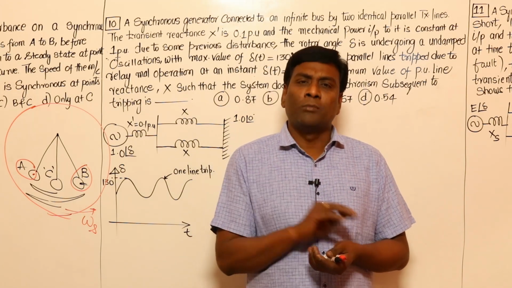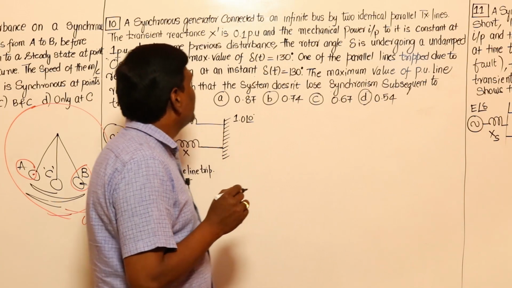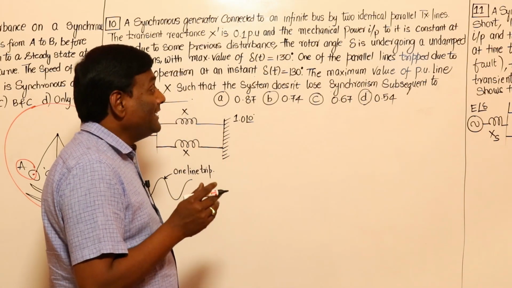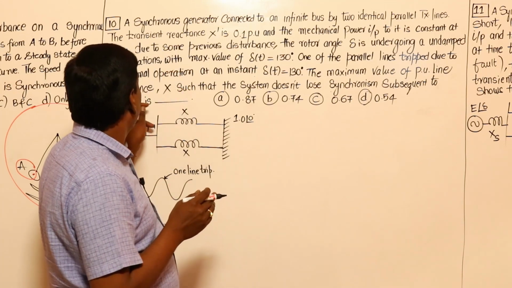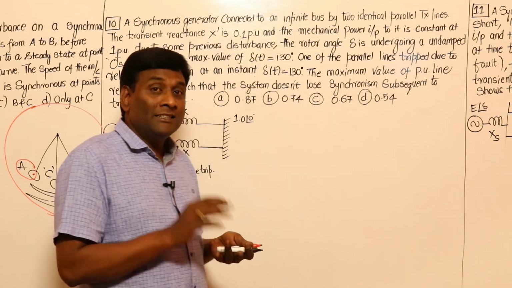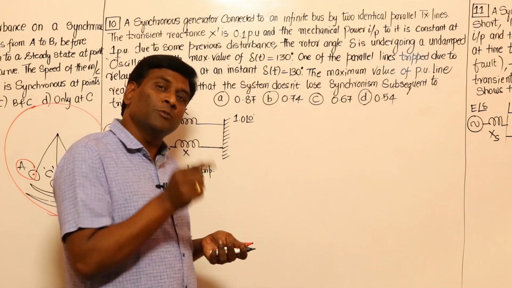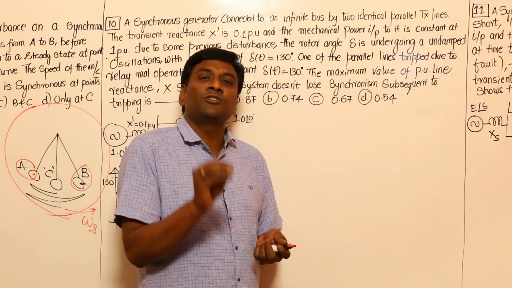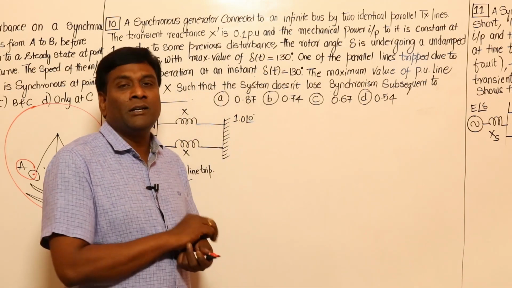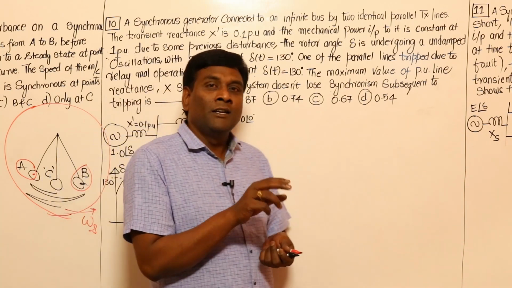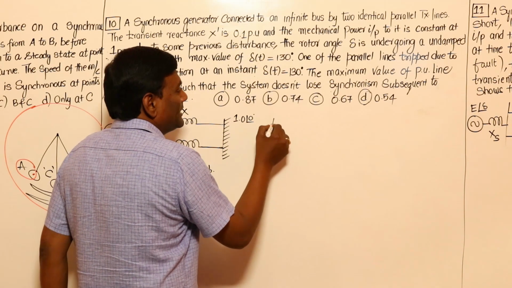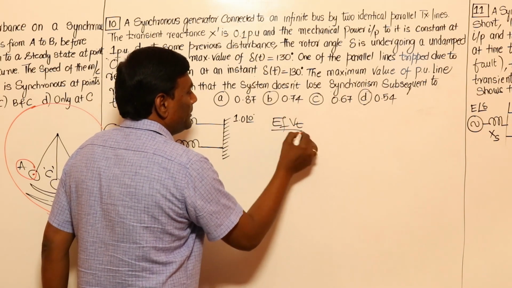Let us try to solve the problem first. Mechanical power is going to be 1 per unit. And he is saying the maximum value of per unit reactance X such that the system does not lose synchronism subsequently. In the sense, the system should be stable. So let us make it stable and directly write the equation, like in steady state stability. But what is happening during transient, we will do immediately after the analysis. So what is the power? E F V t by X.